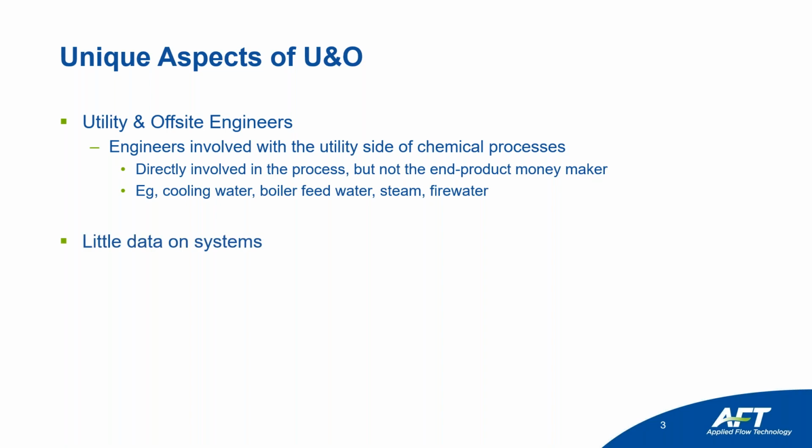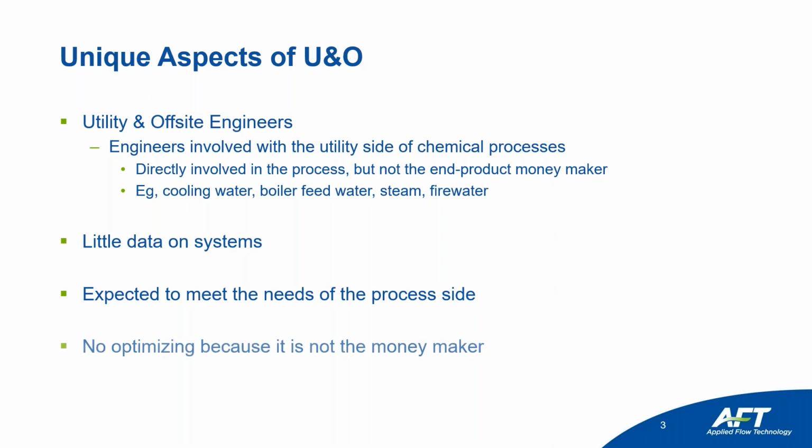And those implications then are there's little data on these systems and they're not trying to optimize them, right? So I understand, once in a while you'll be able to get a flow survey about what your system looks like, but you don't have constant monitoring and all of that, right? And you're really just expected to meet the needs of the process side. So if they tell you they need something, you're expected to do it, but yet you have little data. That makes things a little tricky, right?